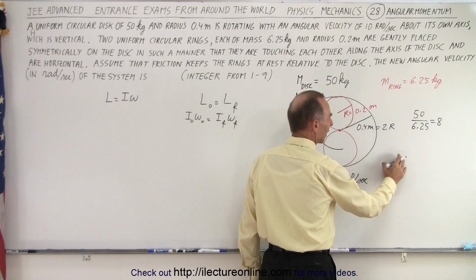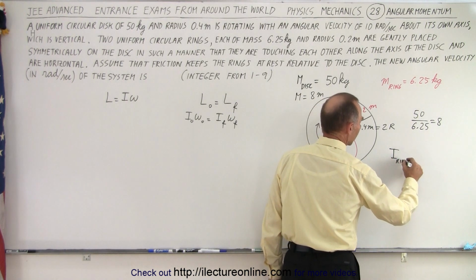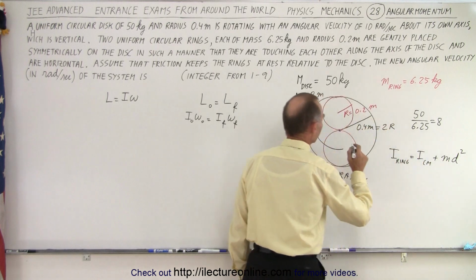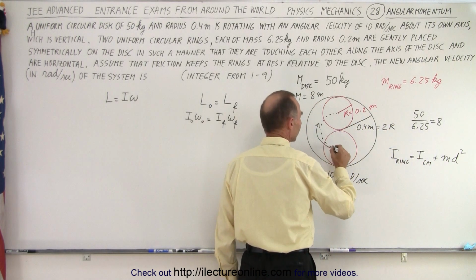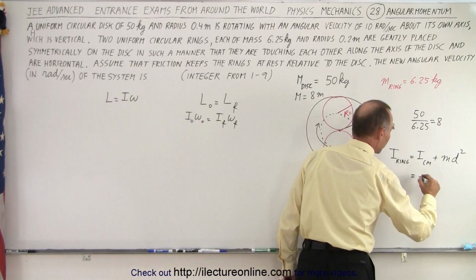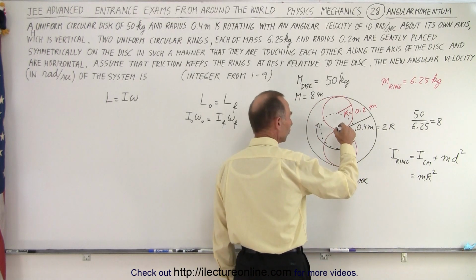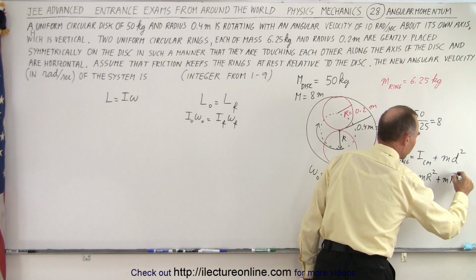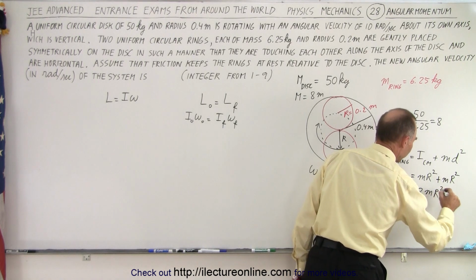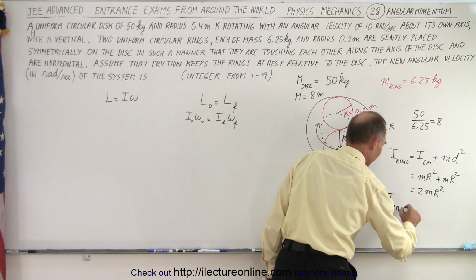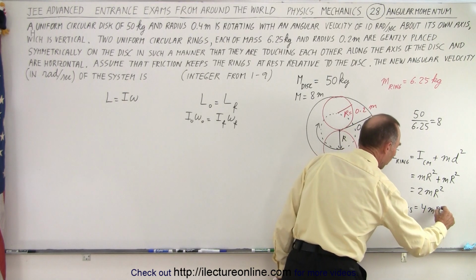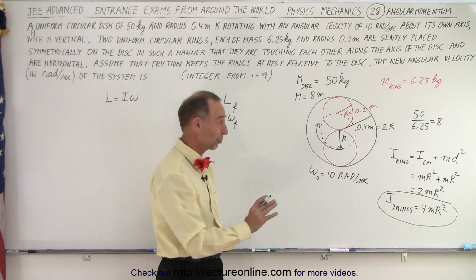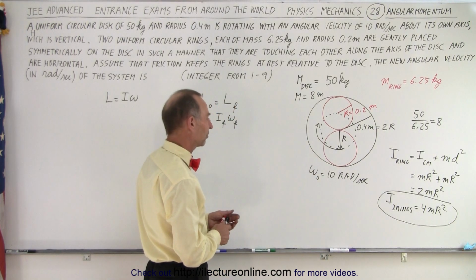Notice what we have to do is use the parallel axis theorem, that I of the ring is equal to I of the center of mass plus m times d squared. D would be the displacement. So if we have a ring at the center, the I of the center of mass would simply be mr squared. But then we displace it a distance r away. So that would be plus mr squared again, or 2mr squared for a single ring. And so I of two rings would be equal to 4mr squared. So that's how we find the moment of inertia of the two rings after they are placed on the disk. That's important, so we have to use what we call the parallel axis theorem.